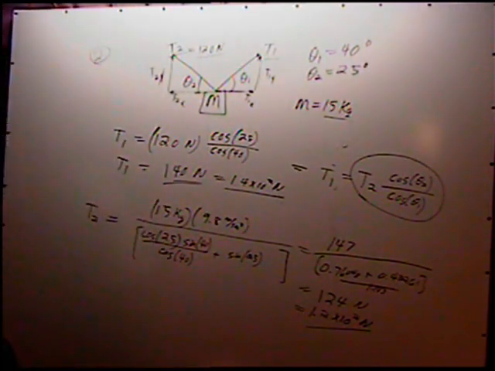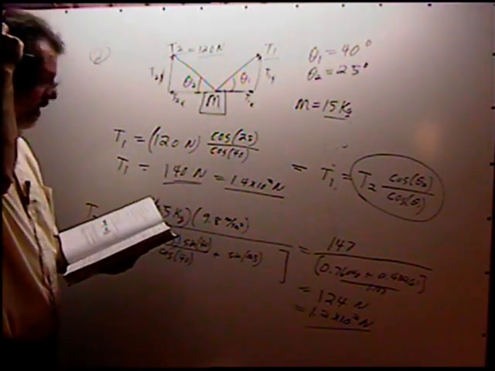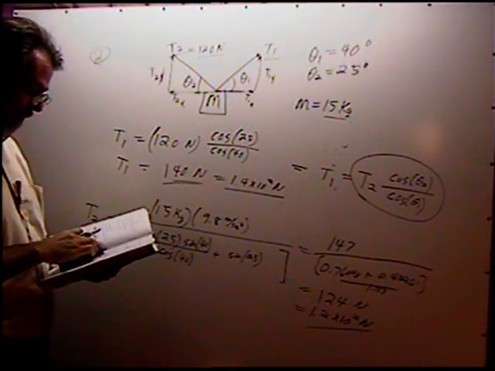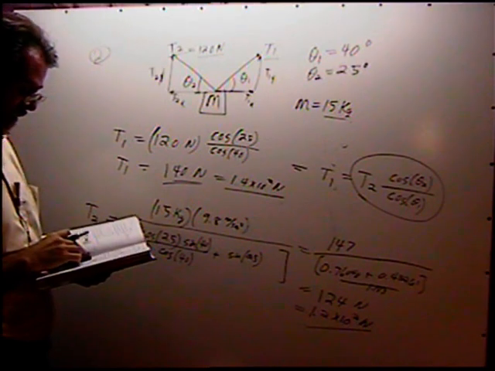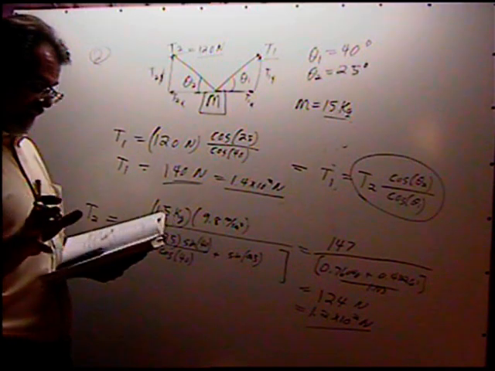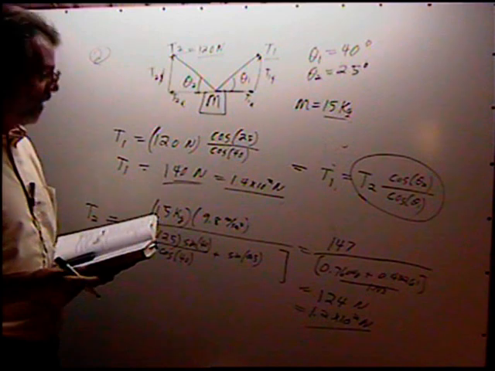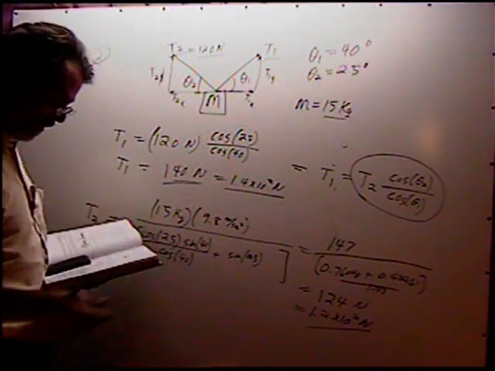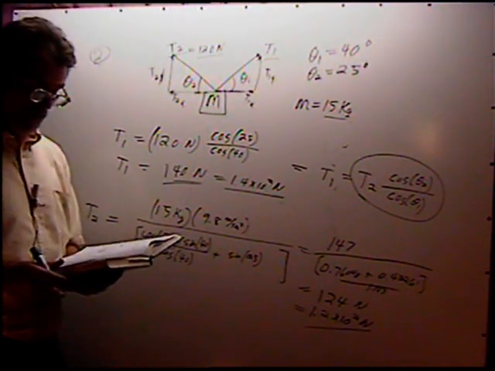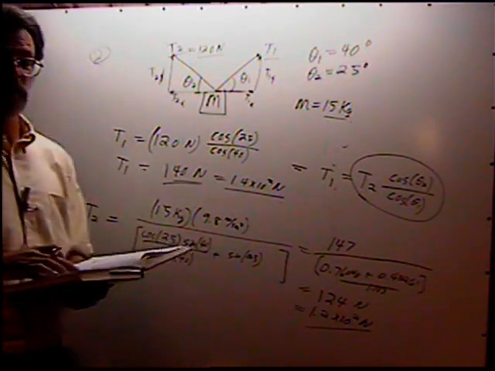And let's see. What I have here is the book. Looks like the book had something a little bit different. It may be round-off error. The book has 150 and 130. I get 140 and 120. It very well may be round-off error, but you can check me on that. In any case, this is more or less how you solve the problem.